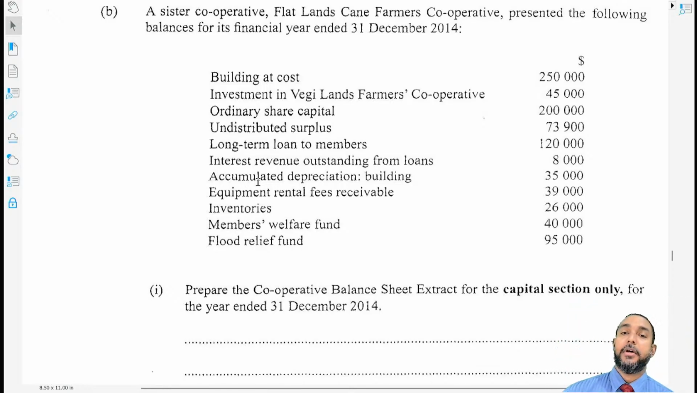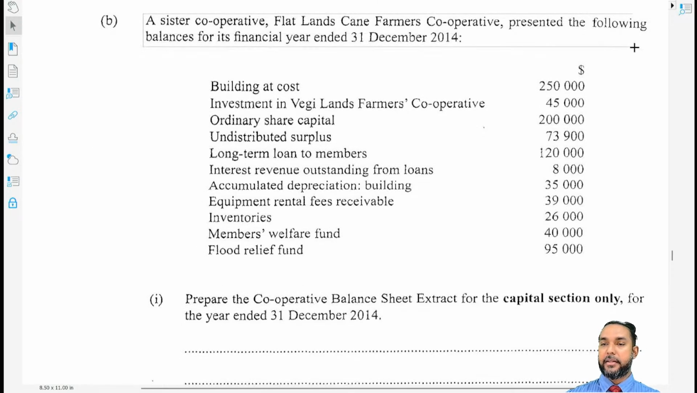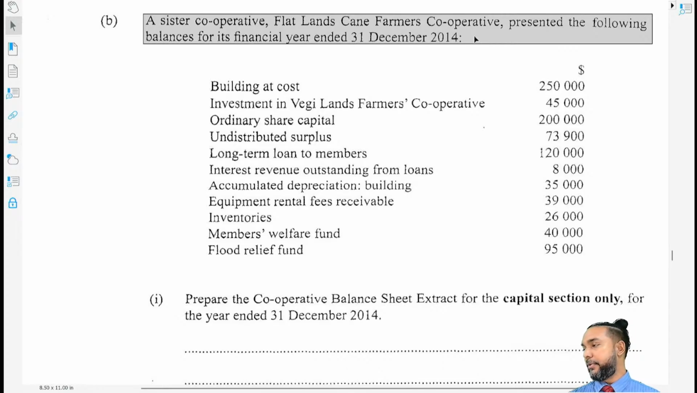Okay, so let's take a read. A sister cooperative, Flatlands Cane Farmers Cooperative, presented the following balances for its financial year ended 31st December 2014. Okay, Josh.